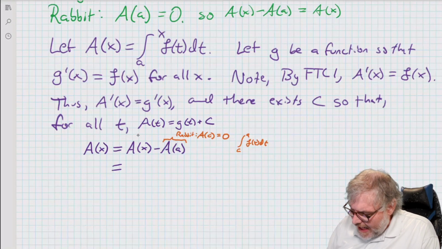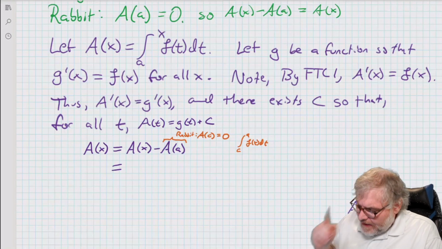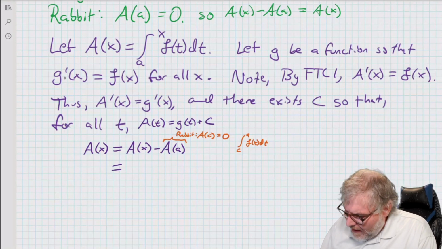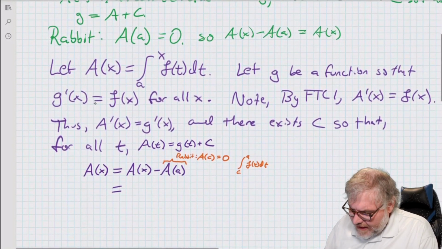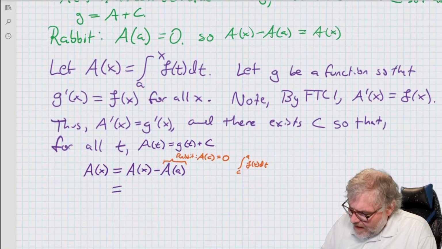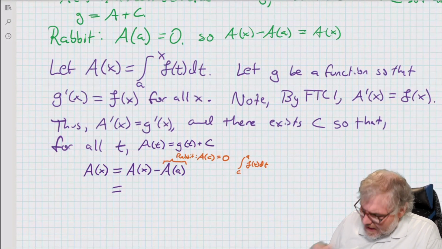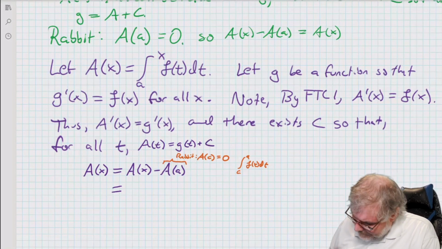So for all t, A of t equals g of t plus c, because g prime of x equals f of x. By the fundamental theorem of calculus part one, A prime of x equals f of x, and g prime of x is some antiderivative for f, so g prime of x equals f of x. So these are both antiderivatives of the same thing.